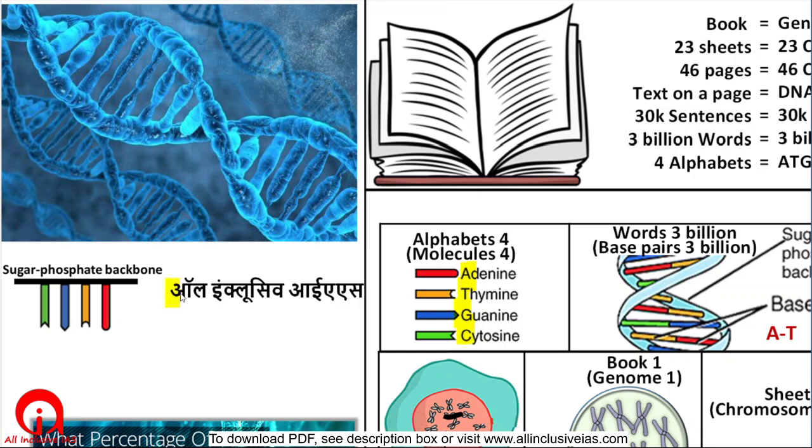Now look at this, all inclusive IAS written in Hindi. Now A, L, E, these are alphabets just like A, T, G, C, and the line at the top of them is the sugar phosphate backbone. This photo you would have seen in many movies and all, right? So here this is a molecule A. Now A will always pair, this is another molecule, A will always pair with T, and G will always pair with C.